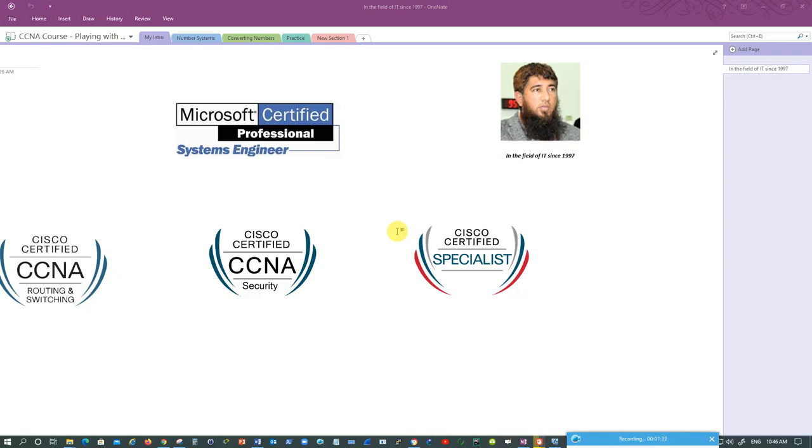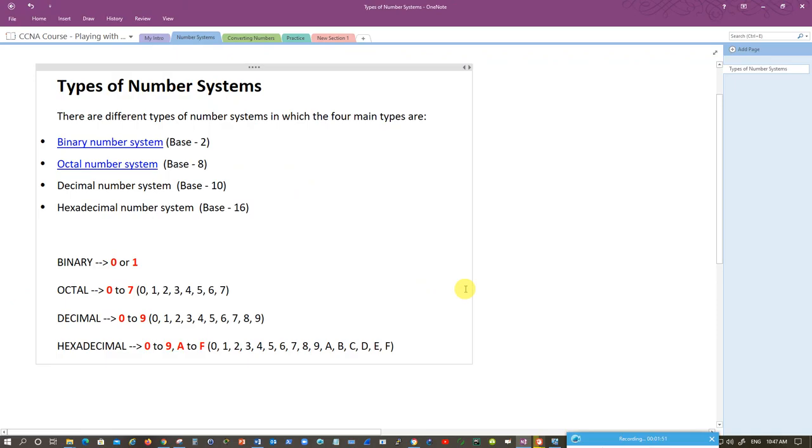So we need to have a very clear concept of at least three numbering systems: binary, decimal, and hexadecimal. Octal is rarely in use these days, but it's always good to have an idea in handling that also. Basically, when you see the types of number systems, you'll come across binary, octal, decimal, and hexadecimal. Four of them, very popular ones.